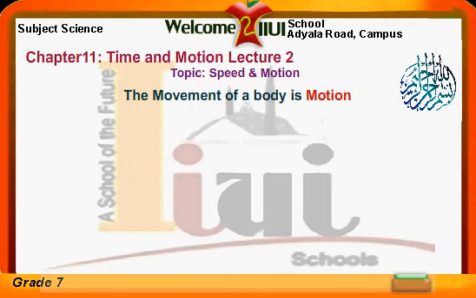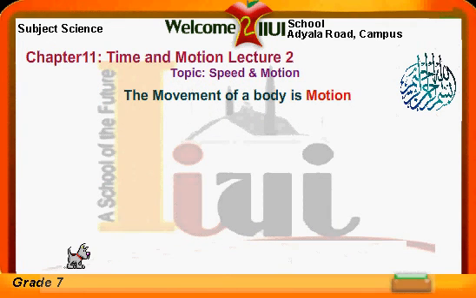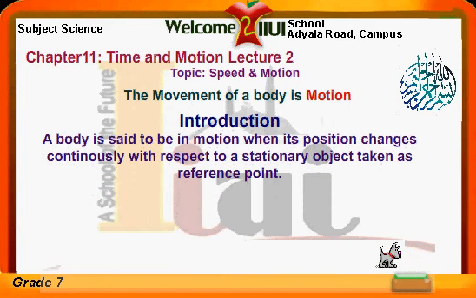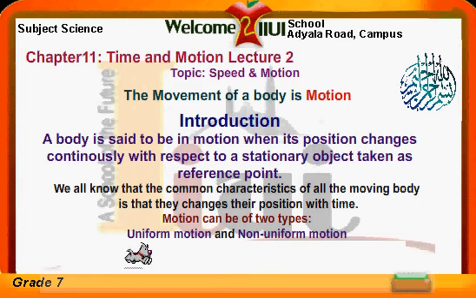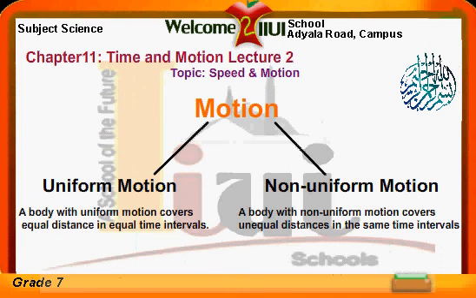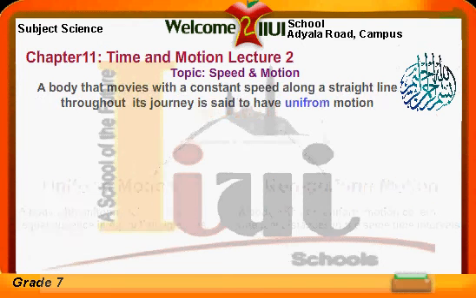The movement of a body is motion. Motion can be of two types: uniform motion and non-uniform motion. Students, I'll explain to you uniform and non-uniform motion with the help of distance-time graphs.